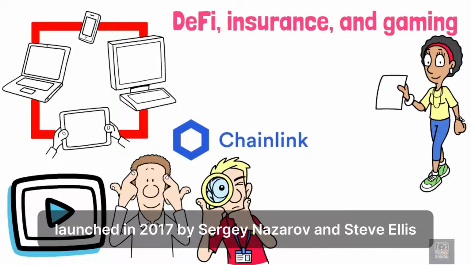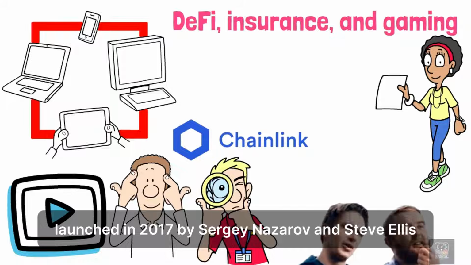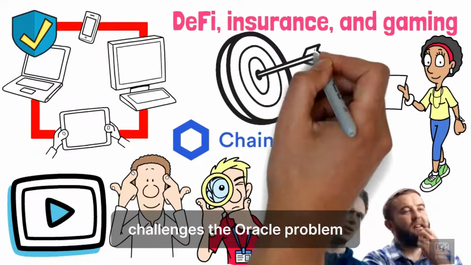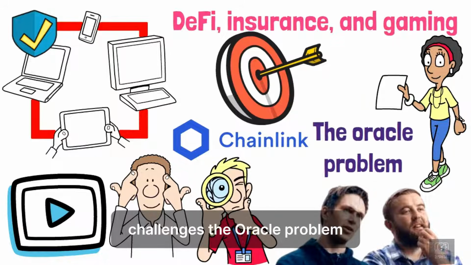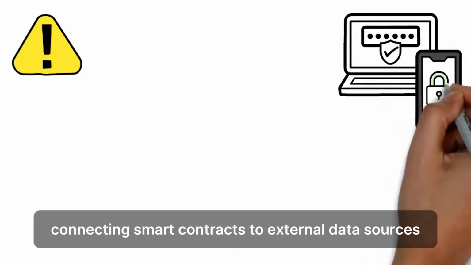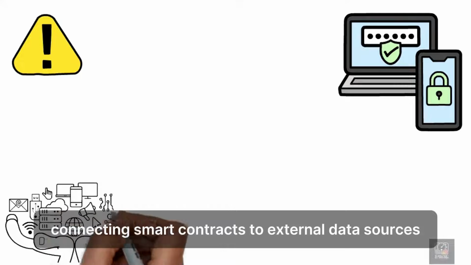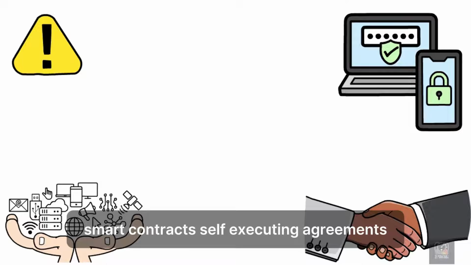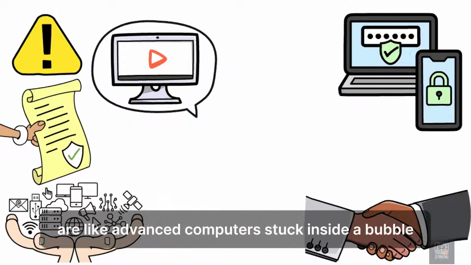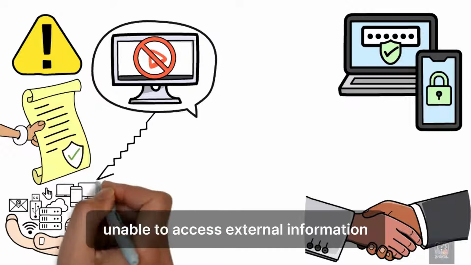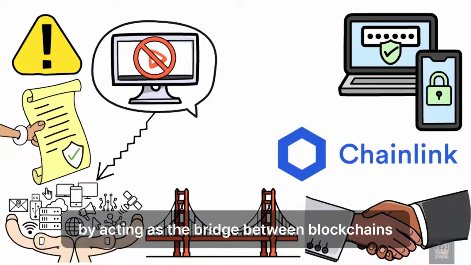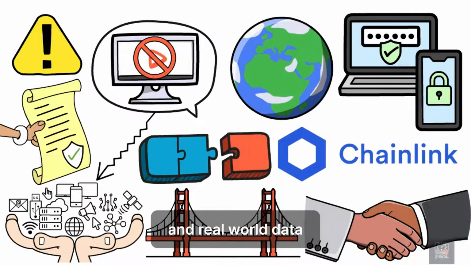Chainlink, launched in 2017 by Sergey Nazarov and Steve Ellis, addresses one of the blockchain industry's greatest challenges, the oracle problem. The oracle problem refers to the difficulty of securely connecting smart contracts to external data sources. Smart contracts, self-executing agreements, are like advanced computers stuck inside a bubble, unable to access external information. Chainlink shatters that bubble by acting as the bridge between blockchains and real-world data.